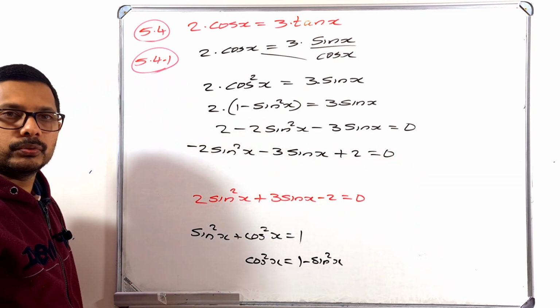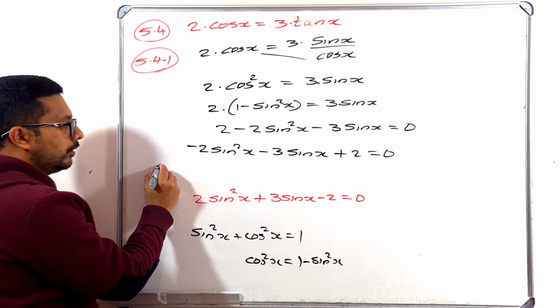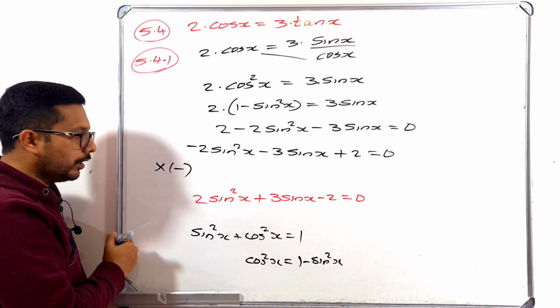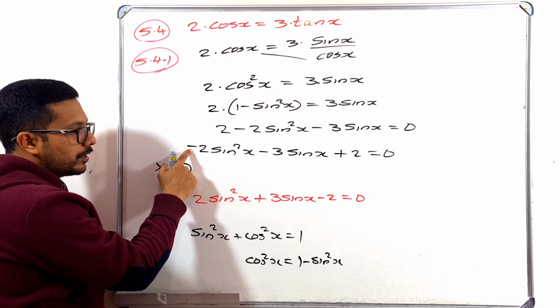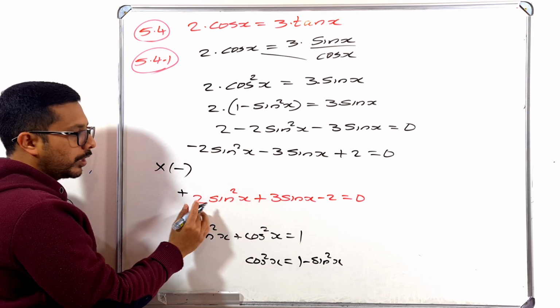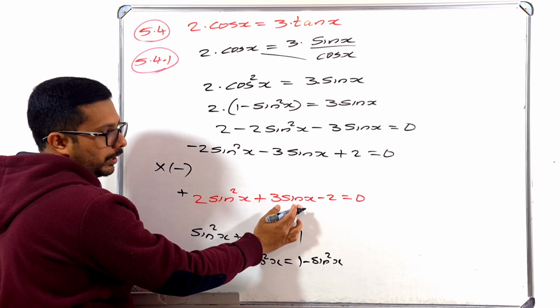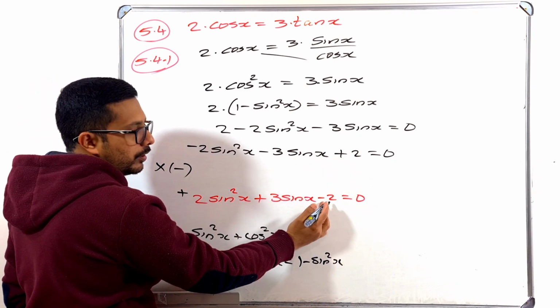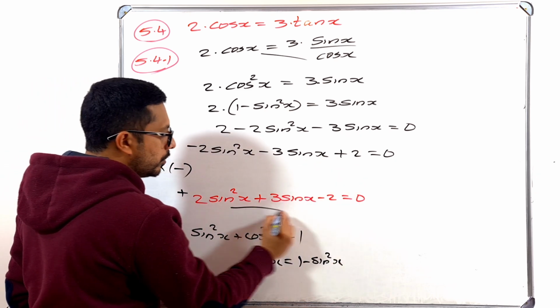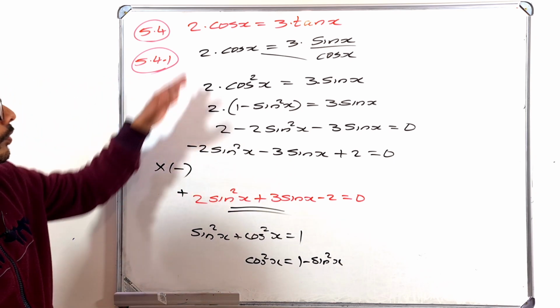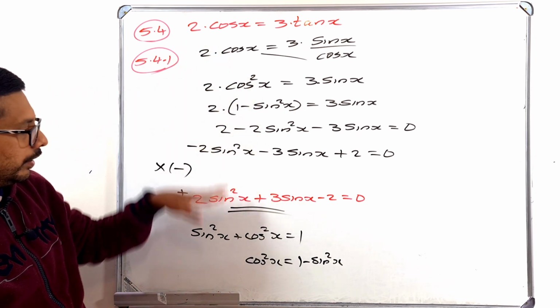Now what we have to do? Multiply with the minus. Okay, so minus into minus is positive, positive 2 sin squared x, minus into minus is positive 3 sin x, minus into plus is minus 2 is equal to 0, and that's what we want. Okay, so we write this equation in this format.